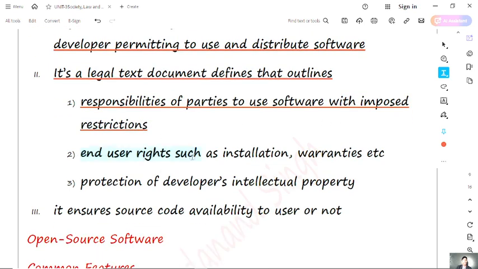Second is end user rights, such as installation, warranties, etc. If I am using an antivirus, generally there is a warranty period. After some time, 1 year or 2 years, for whatever antivirus you use, you have to take permission again.